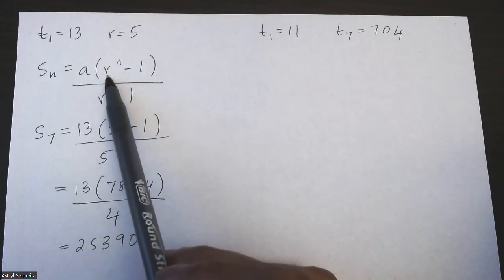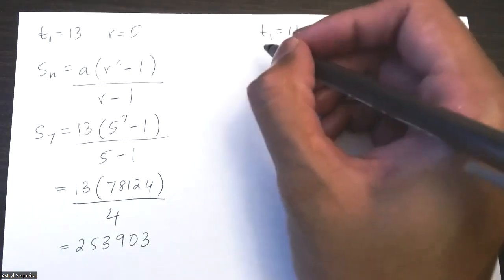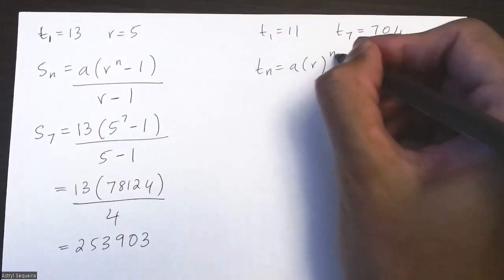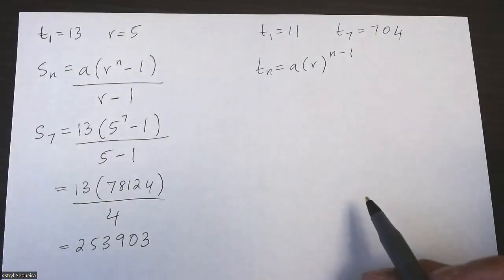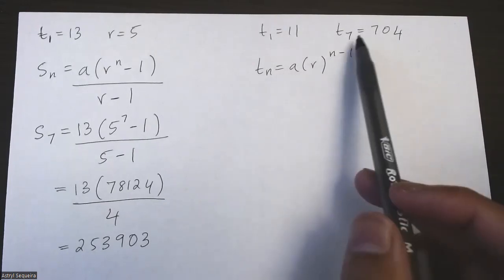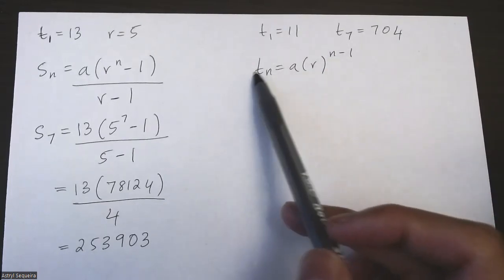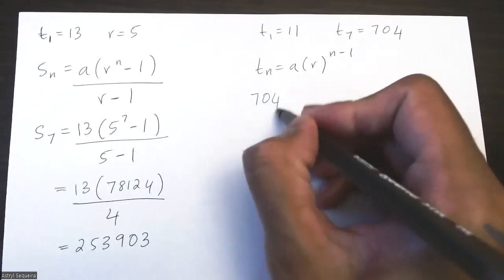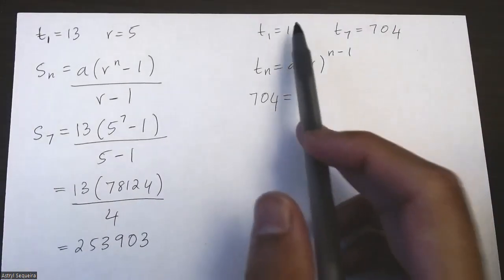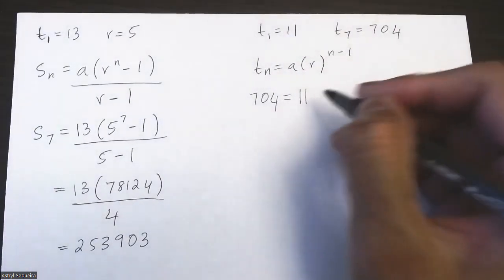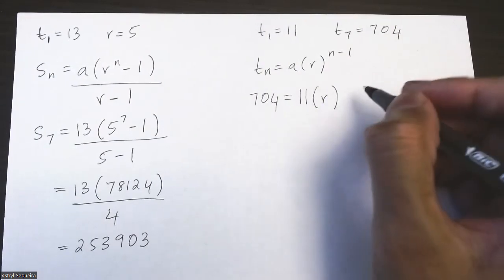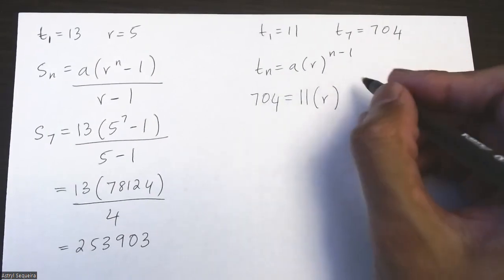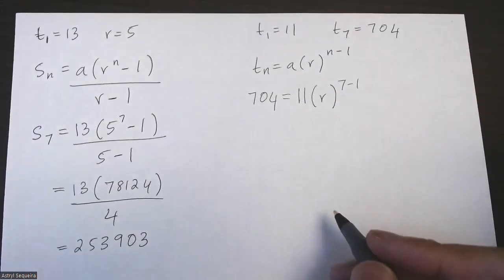So we need to actually figure out the common ratio first using our general term equation, which is Tn equals a times r to the exponent of n minus 1. I'm going to use the 7th term to solve this equation. So I'm going to replace Tn with T7, which is 704. A is just my first term, which is 11. Trying to find the common ratio r, and n is just 7 because I've subbed in the 7th term, so r to the power of 7 minus 1.